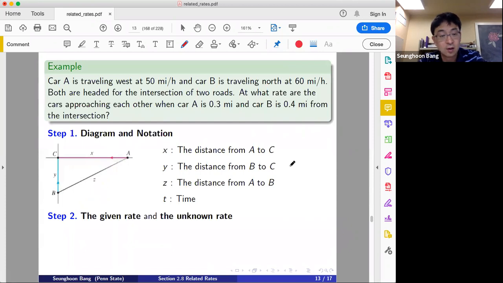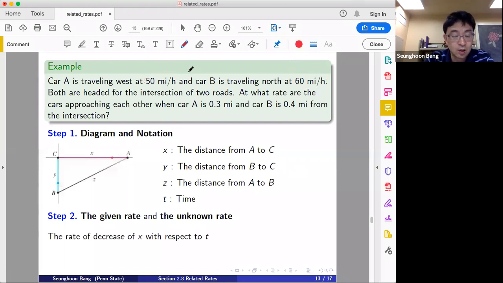The next step, find the given rates and the unknown rate. How many given rates do we have in this problem? Do you know what the given rates are? Yes, we have 60 miles per hour and 50 miles per hour. So the rate of decrease of x with respect to t: dx over dt. Car A is approaching C, so distance x is decreasing, so we use negative 50 miles per hour.